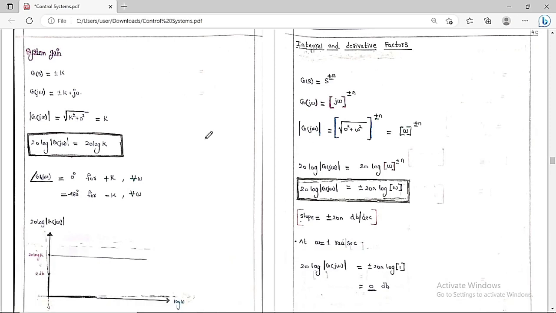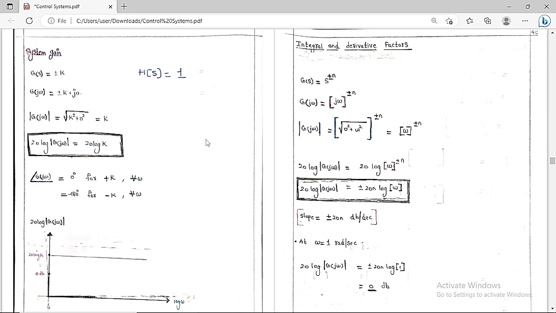Suppose for a system with gain K, how are we going to draw the Bode plot? Let me take the open loop transfer function G(s)H(s). Here I have basically taken G(s) only, but we have to assume H(s) is equal to 1. So by default I am going to assume H(s) is equal to 1. Therefore G(s) into H(s) is equal to plus or minus K. So the system gain is nothing but plus or minus K.